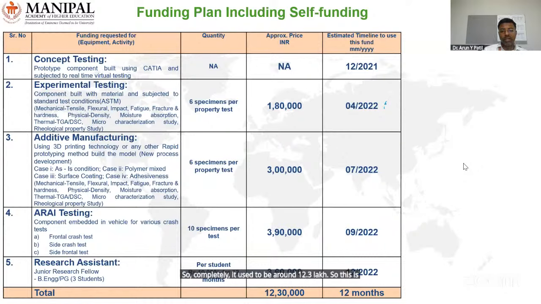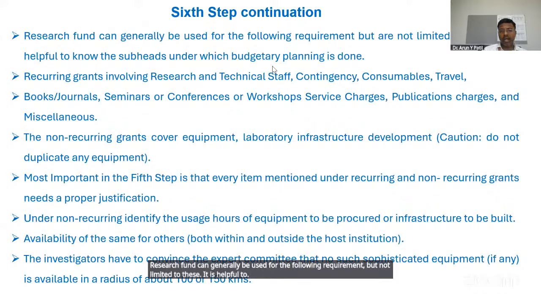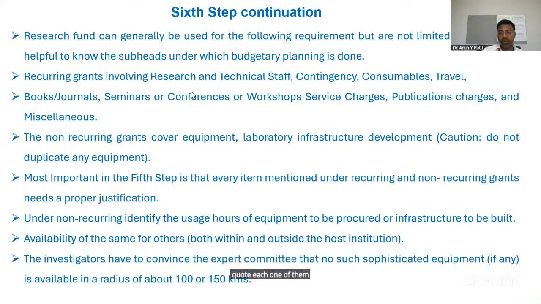So this is the most realistic way you can justify: you quote all those testing units. In fact, you can quote the cost per head, how much it can be, so that it can be justifiable to anybody. Okay. Next, the final major goal here is that research funds can generally be used for the following requirements, but not limited to these. It is helpful to know the subheads under which budgetary planning is done. So you have to quote each one of them meticulously, how much you are trying to divide.